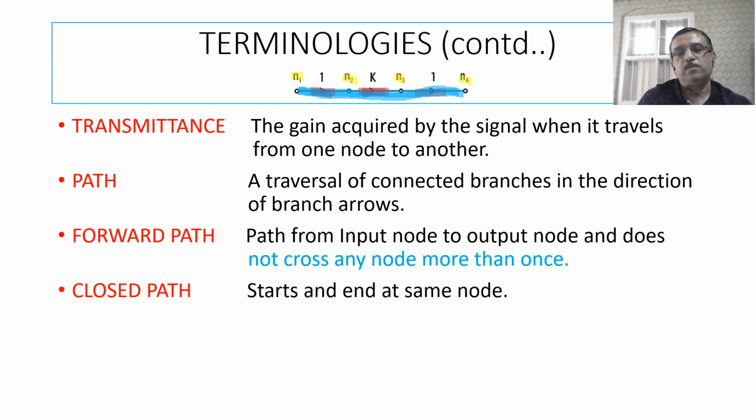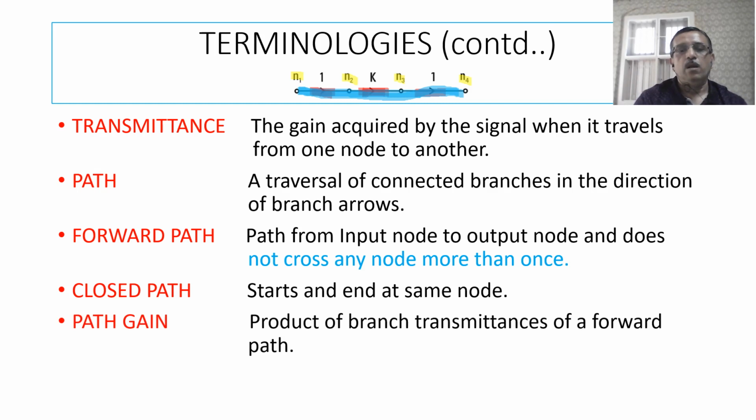What is a closed path? It starts and ends at the same node. That kind of path is called a closed path. Is there any closed path in this diagram? In this diagram, is there any closed path? No. So let us go to the next slide.